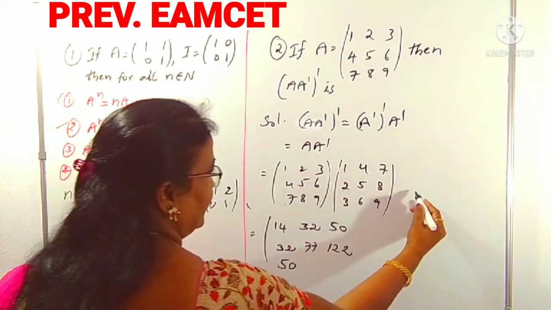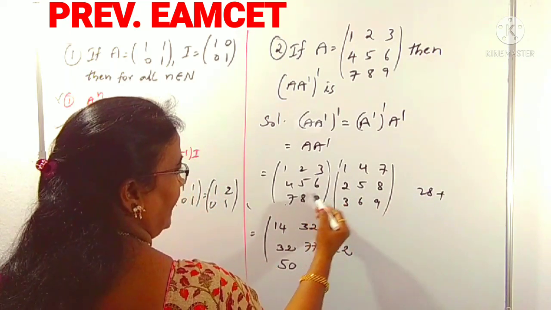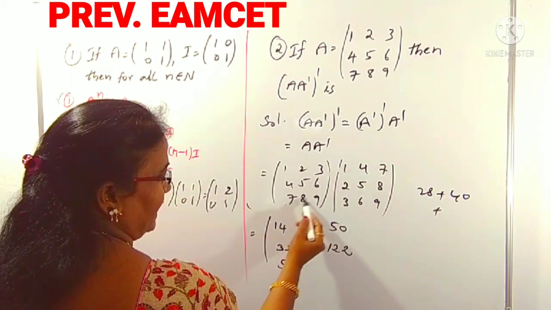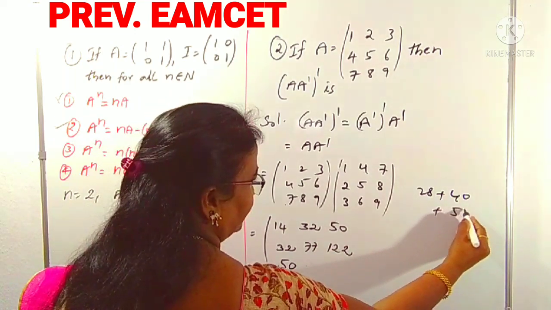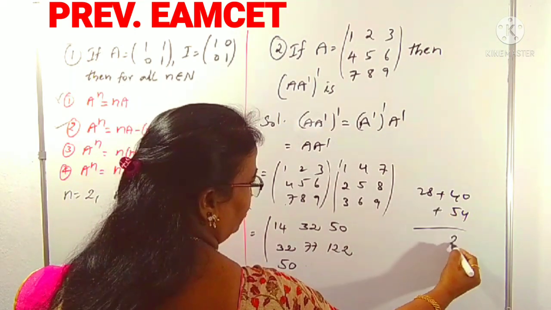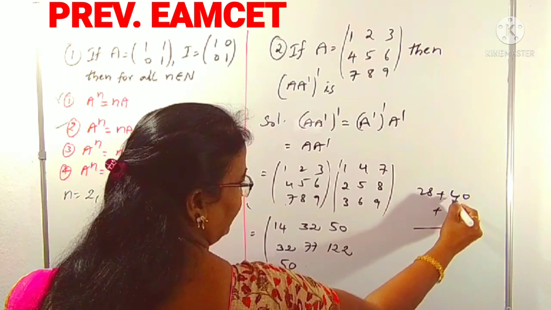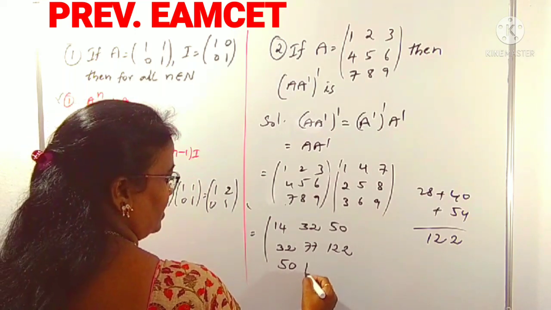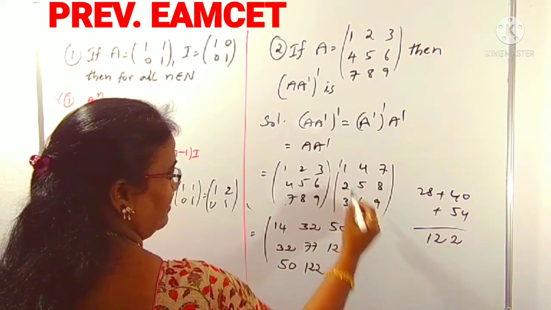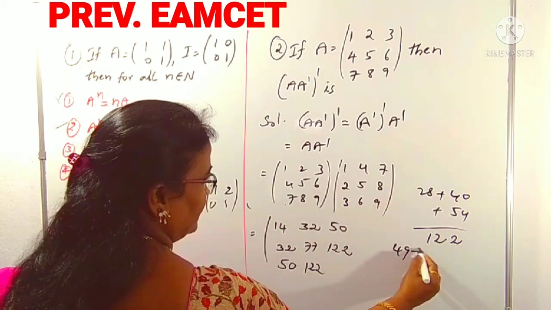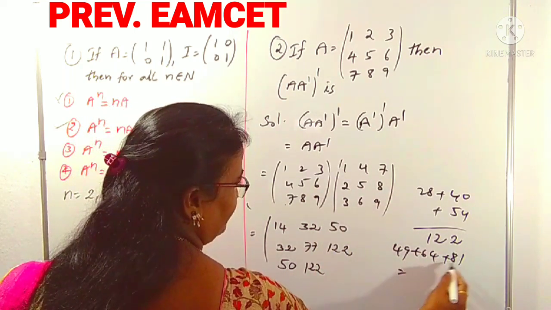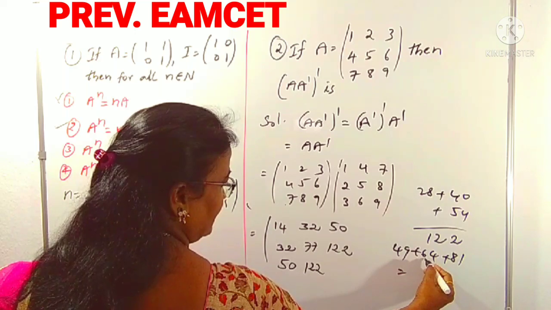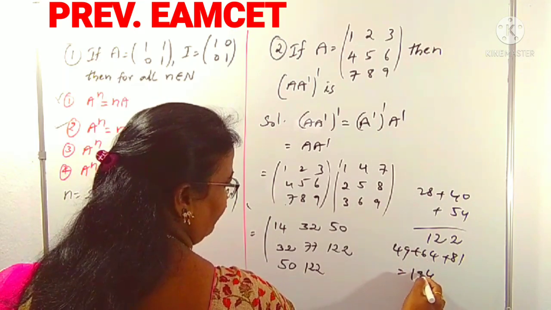7 fours are 28, plus 8 fives are 40, 68, plus 9 sixes are 54, that is 122. Again with the next element: 7 sevens are 49, plus 8 eights are 64, plus 9 nines are 81. 49 plus 64 is 113, plus 81 is 194.